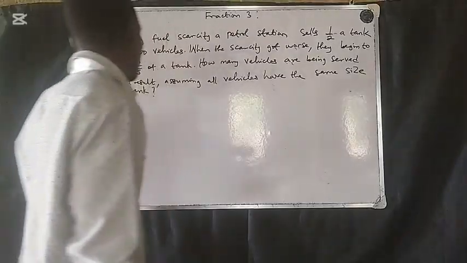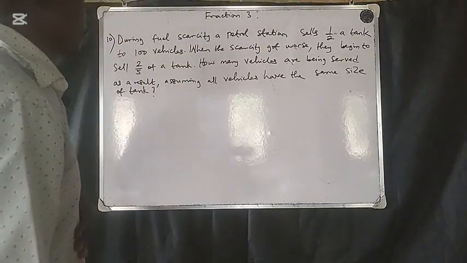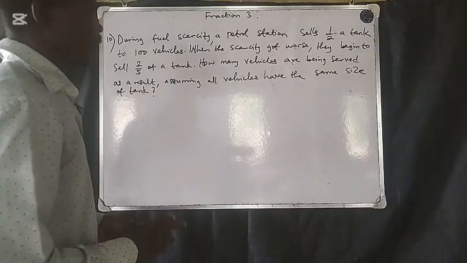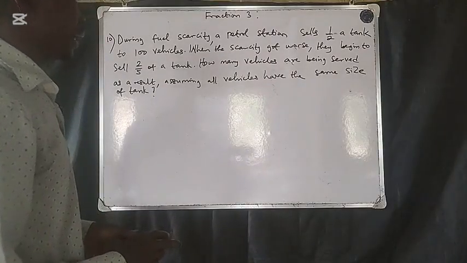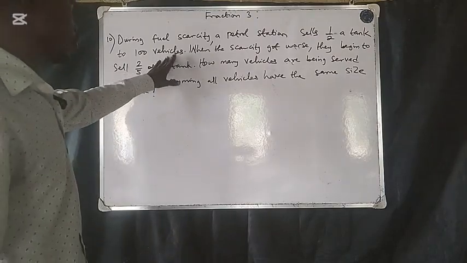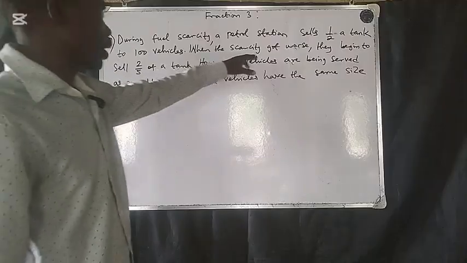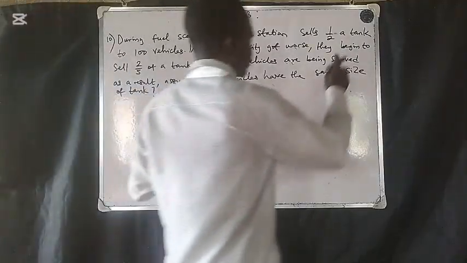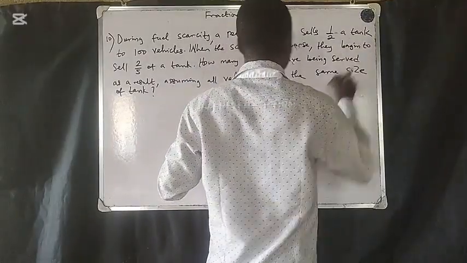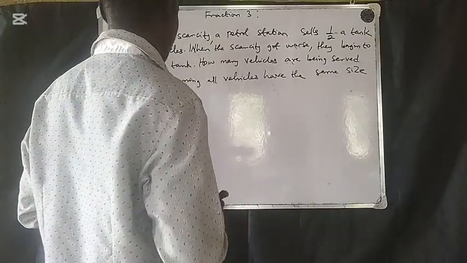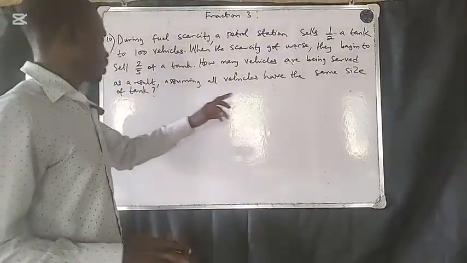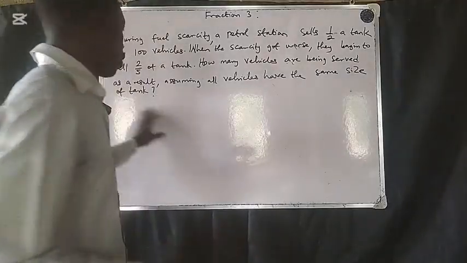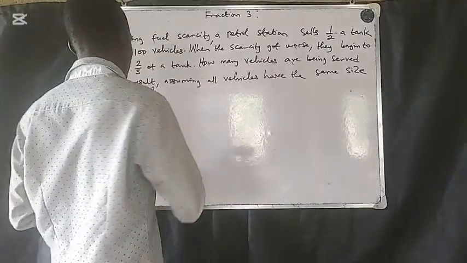Number 10 question. During fuel scarcity, a petrol station sells 1/2 a tank to 100 vehicles. When the scarcity got worse, they began to sell 2/5 of a tank. How many vehicles are being sold as a result? Assuming all vehicles have the same size of tanks.